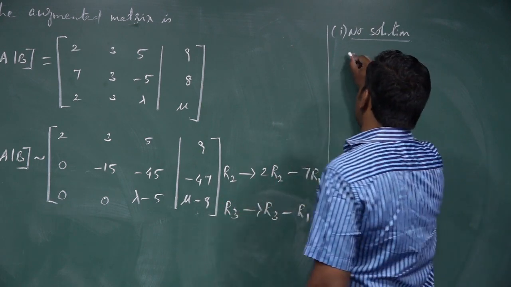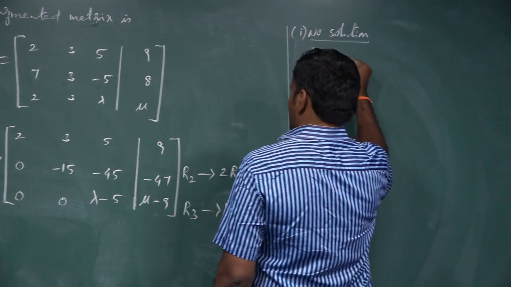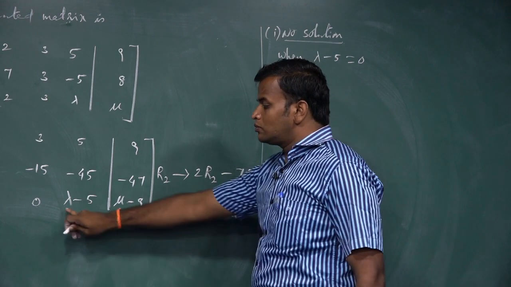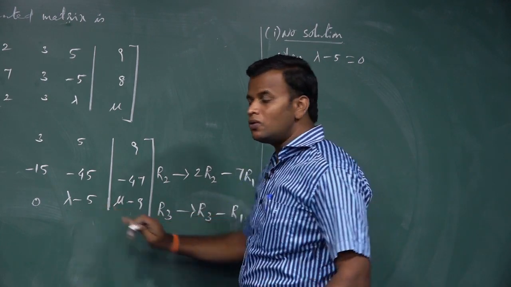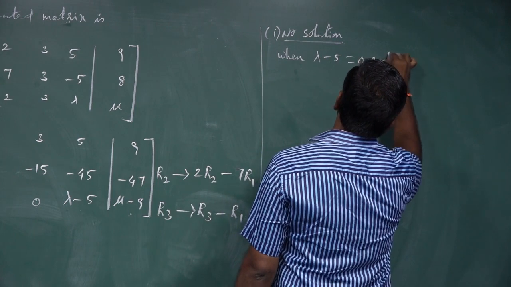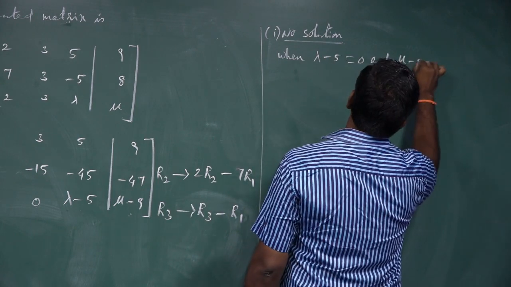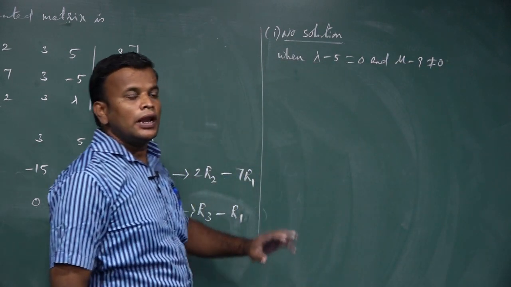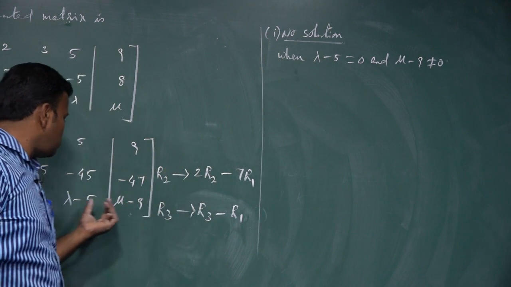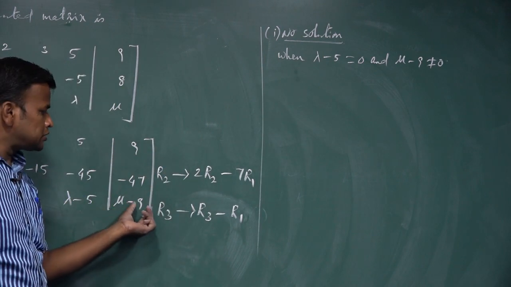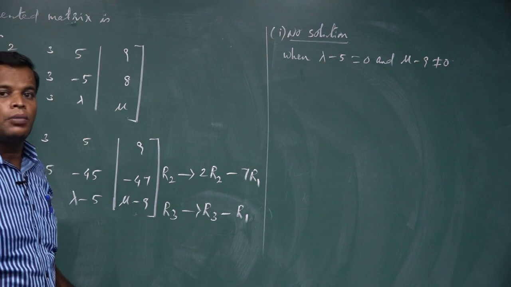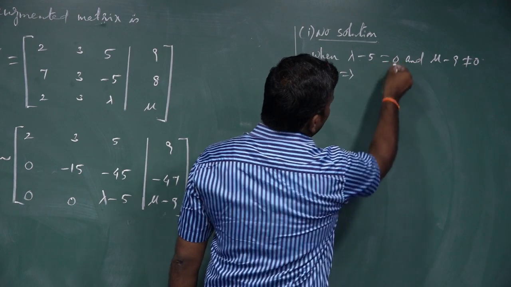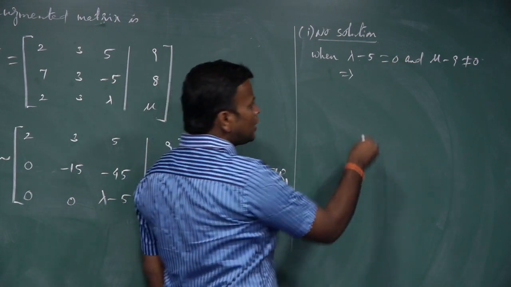So we put lambda minus 5 equal to 0. We make this element 0, and nu minus 9 is not equal to 0. Lambda minus 5 equal to 0, that is, we vanish this element, and nu minus 9 is not equal to 0. But we need the values of lambda and nu. Lambda minus 5 equal to 0 means the value of lambda is 5.